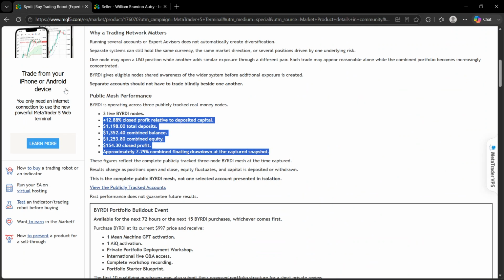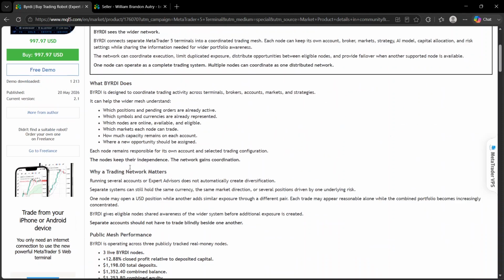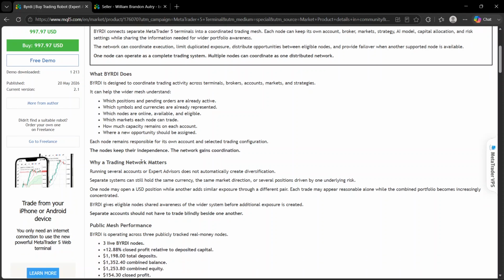On the risk side, the page lists control across five layers: individual trade, symbol exposure, currency exposure, the node account, and the complete mesh. Available tools include daily loss limits, drawdown ceilings, account equity stops, position limits, symbol and currency exposure caps, node capacity, and prop firm oriented profiles.